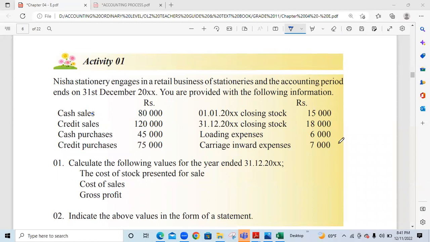Okay, here, wait. I'm sending the definition of carriage inwards and outwards. If anyone wants to copy it down, here you go. I have sent it. Quickly finish activity 1 so I can show you the answer.